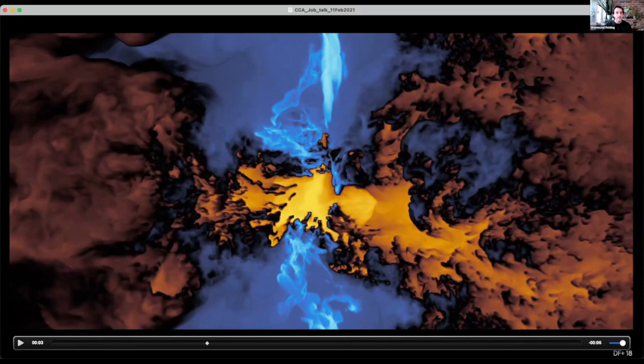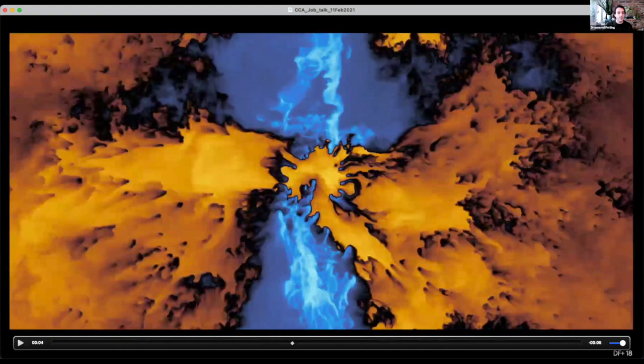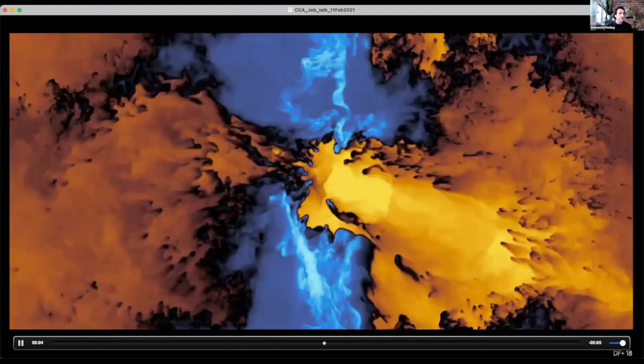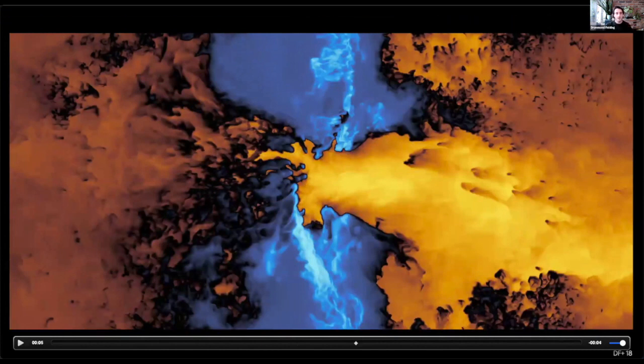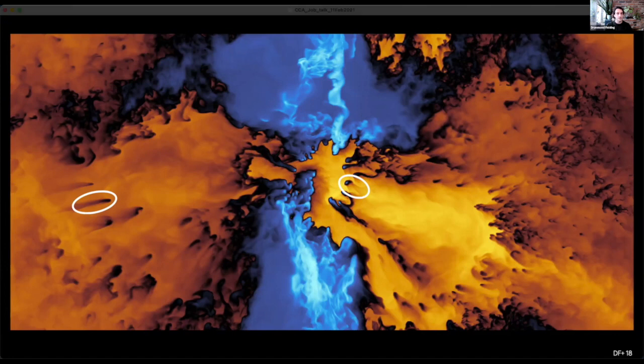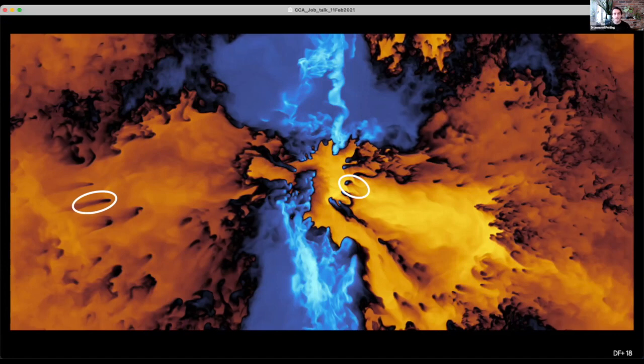And as the cold gas is added, it's shredded and accelerated. So you can see these clouds have just been added here. In some cases, they're fully shredded and obliterated. And in other cases, you have cold clouds that can make it all the way to the edge of the box.